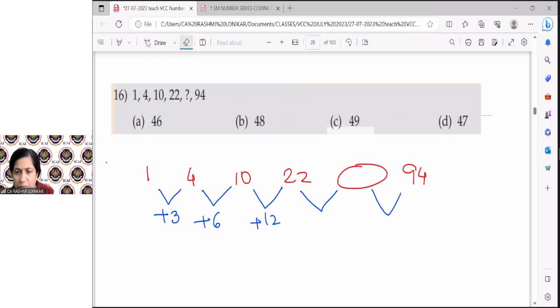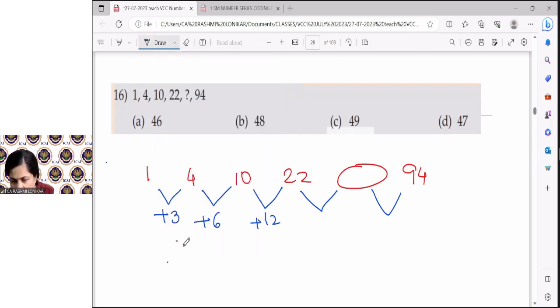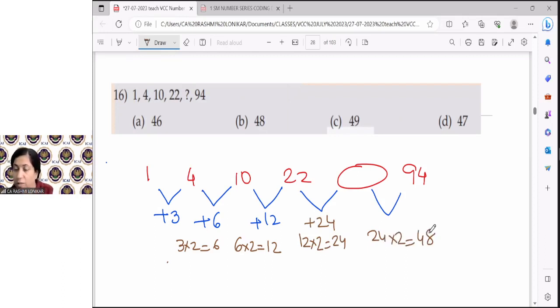I can see this difference. It is rising 3, 6, 12. So what is the relation between 3, 6, 12? 3 into 2 is equal to 6. 6 into 2 is equal to 12. So what should I have here? 12 into 2, which should be equal to 24. And what should happen? 24 into 2, which is equal to 48.